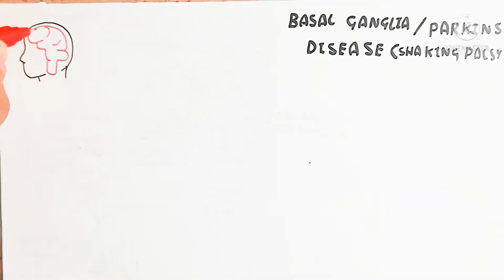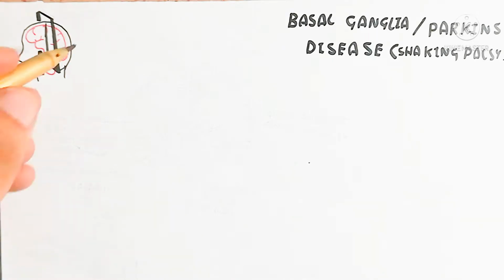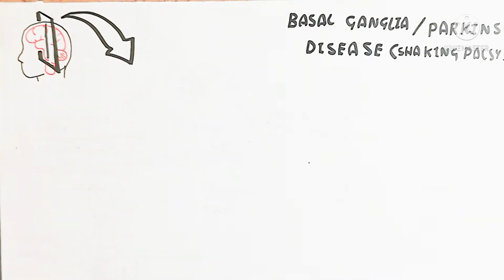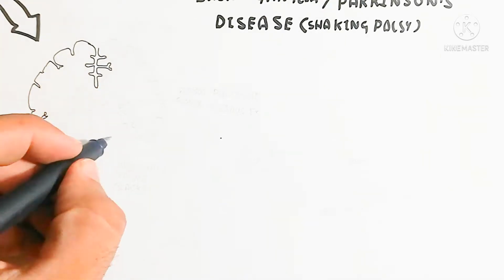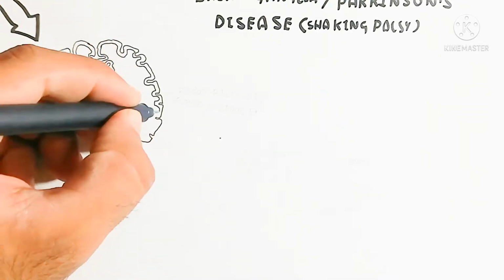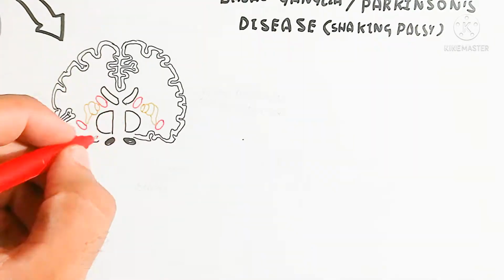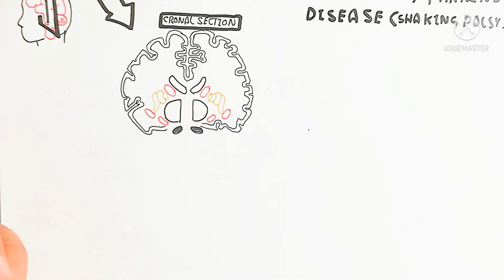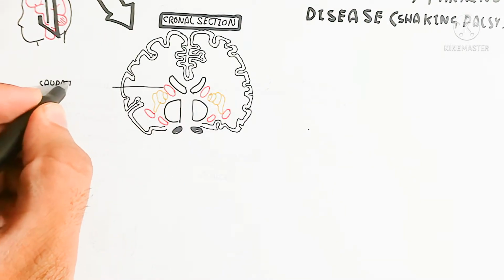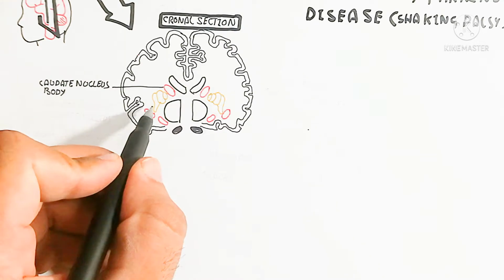Here is the brain, and we will see a coronal section of the brain. In the coronal section, the upper layer is known as the gray matter, while inside is the white matter. That is the opposite of the spinal cord, because the spinal cord contains gray matter inside.